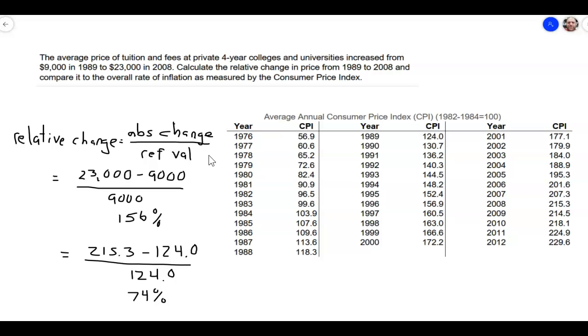So the cost of living and general inflation went up around 74%, but the cost of tuition for universities went up around 156%. So it actually went up higher than the general inflation rate.